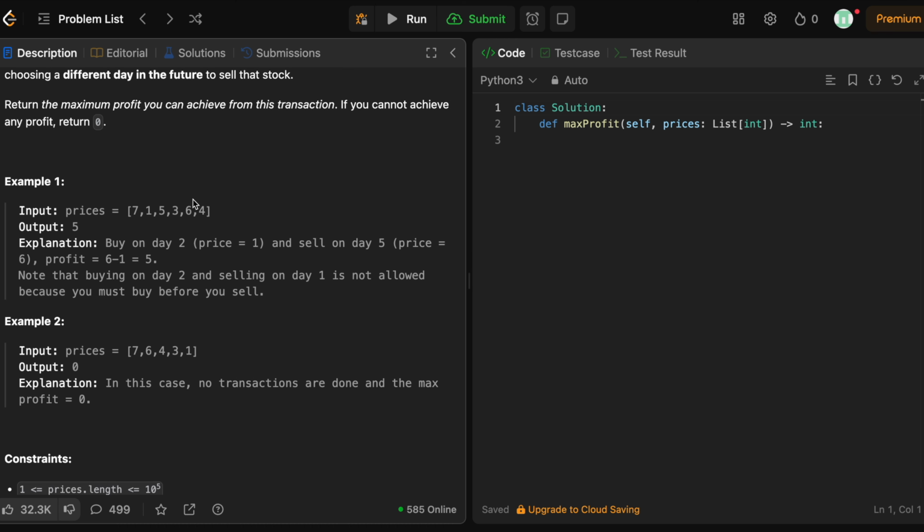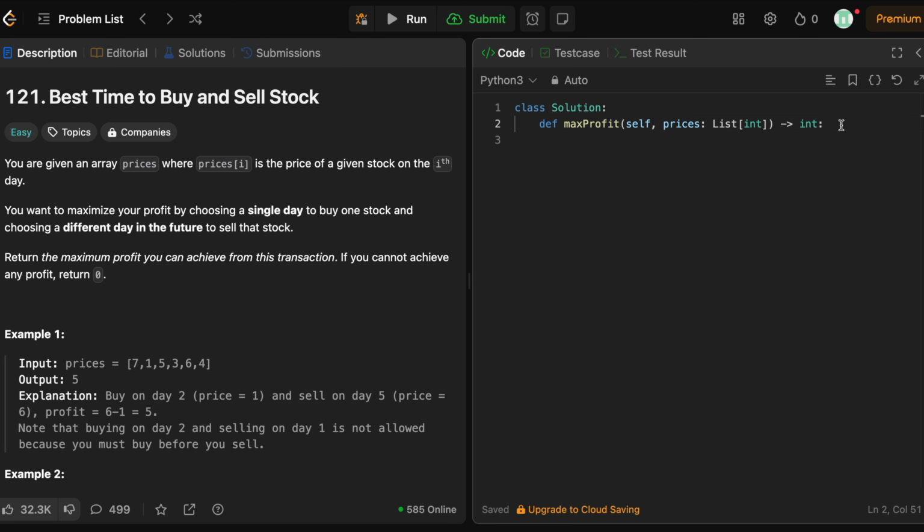Okay, let's go into the code now. We have a function maxProfit, which takes in prices, which is a list of integers, and then we need to return an integer. I'm going to start by creating a variable to store my minimum price. So I'm going to name that as min price. And we're going to start with infinity as our minimum price. Okay. And then I'm going to start with our max profit as 0.